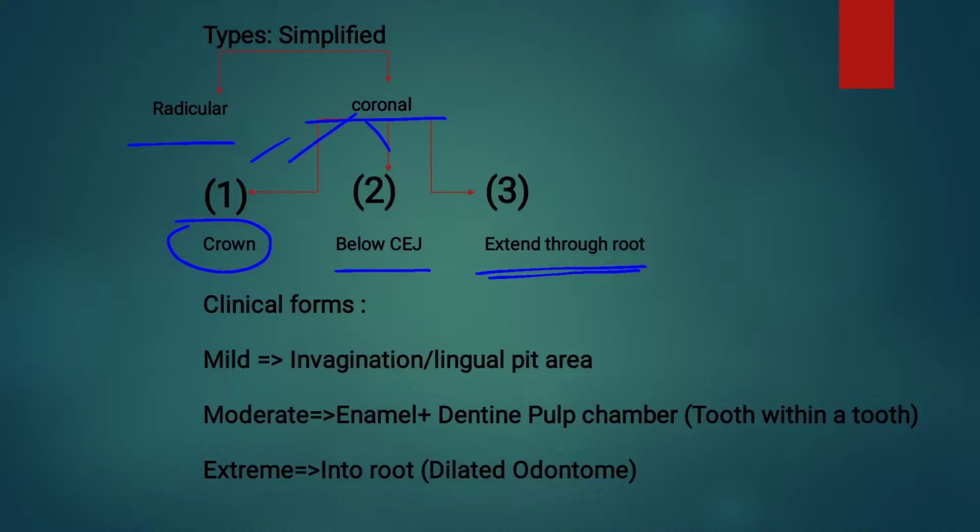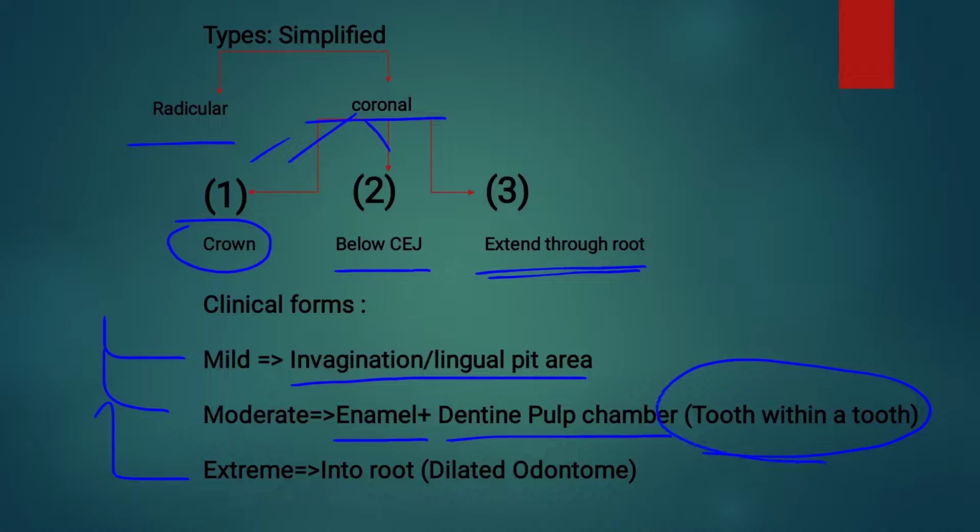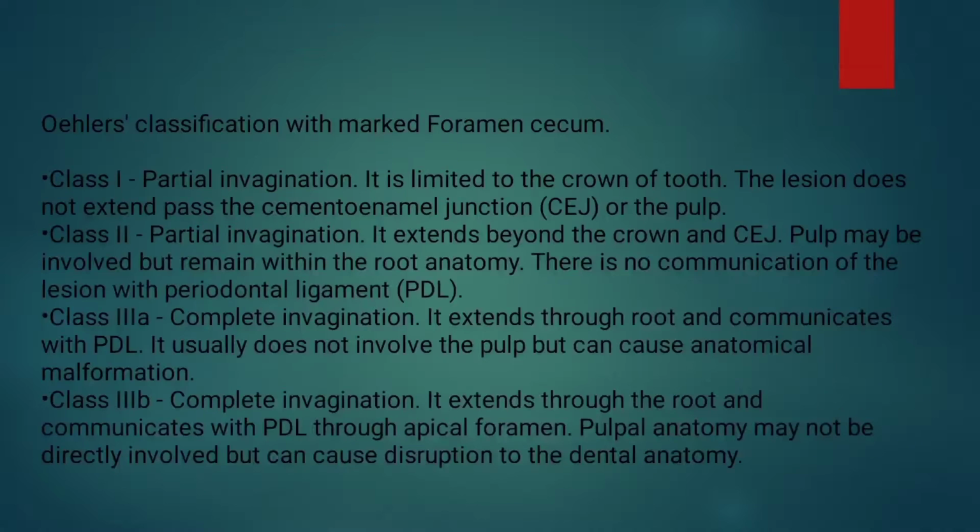Clinical forms. Clinically, it may be mild, moderate, or extreme. In the mild form, there is invagination or a lingual pit area. In moderate, there is enamel or dental pulp chamber involvement, which appears as a tooth within a tooth. And in the extreme, it extends into the root and looks like a dilated odontome.